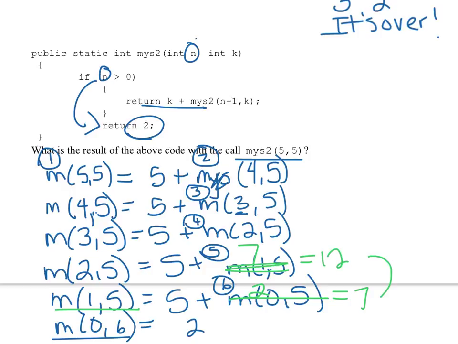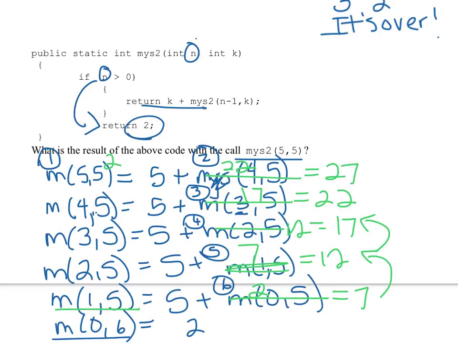So as you can see, backing it up makes this work. Once I reach my base case, it's now over, and I just have to unwind and finish each of the methods. So 12 plus 5 is 17. This is 17. 17 plus 5 is 22. And 22 plus 5 is 27. So that is what this is. So it would return 27 for mystery 5, 5.